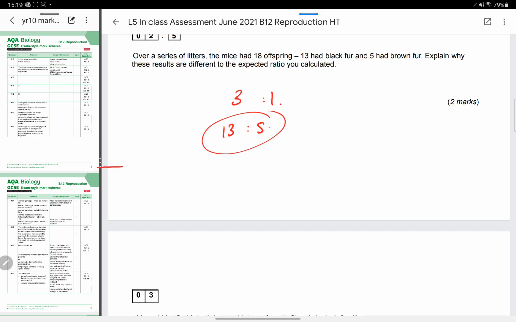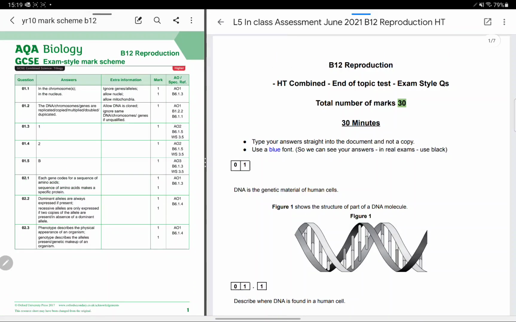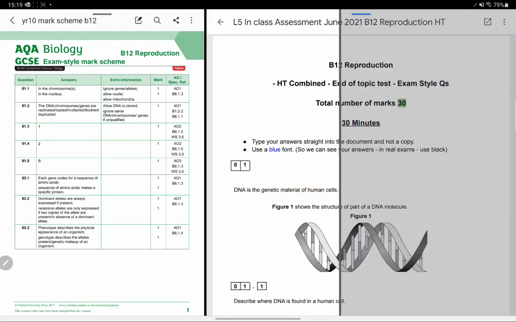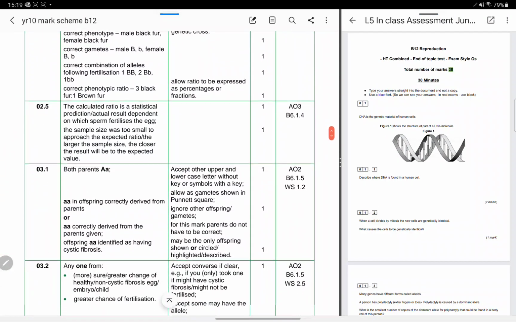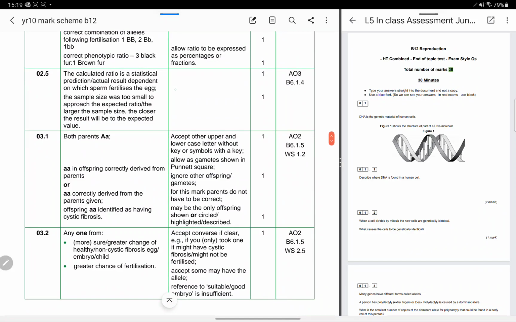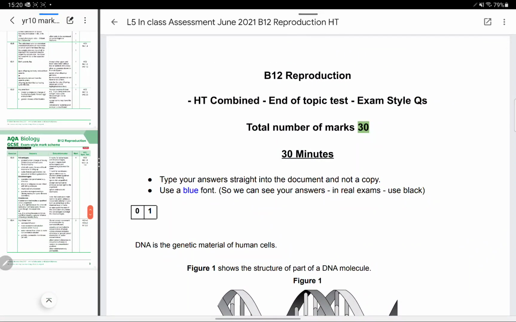Okay, and this is a really good one to use the mark scheme for, because this could be a question that comes up and there's a set answer for it. Okay, let me show you what it is. So it's here. The calculated ratio is a statistical prediction. The actual results are dependent on which sperm fertilizes the egg, or the sample size was too small to approach the expected ratio. Okay, so if we go back here and just think about explaining this.